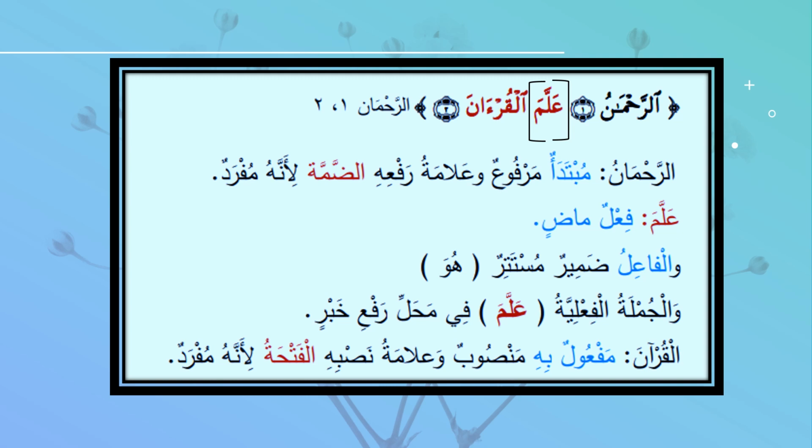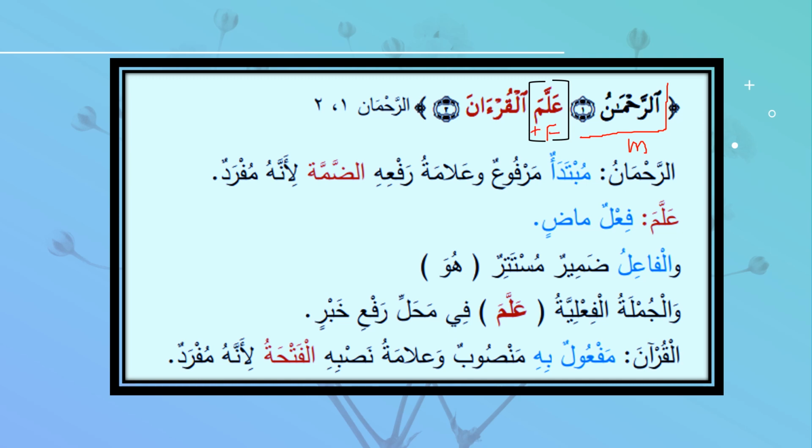Another example of jumla fi'liyyah coming as a khabar for the mubtada. Now let's see the sentence. Ar-Rahman, this is mubtada. Allama al-Quran. Allama is fi'l. Now, where is the fa'il?